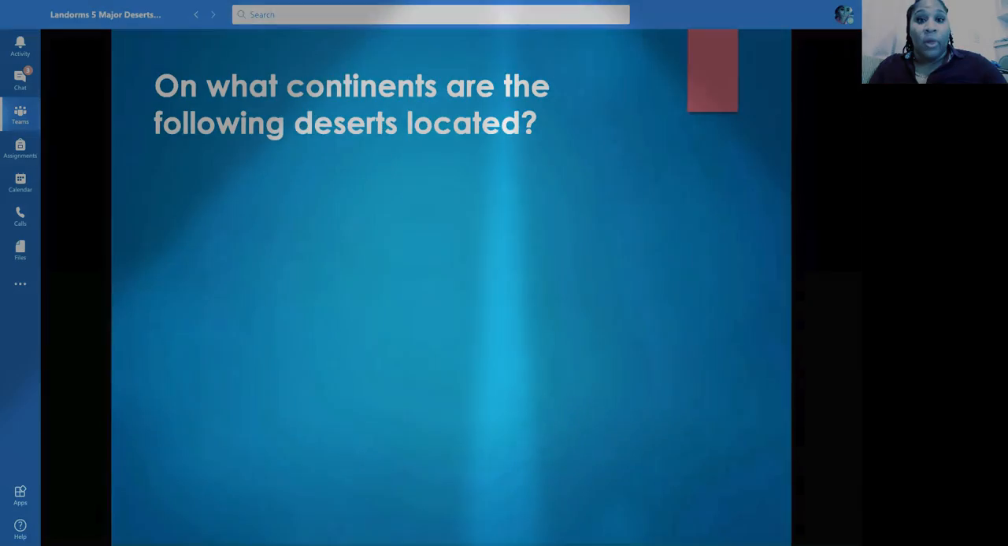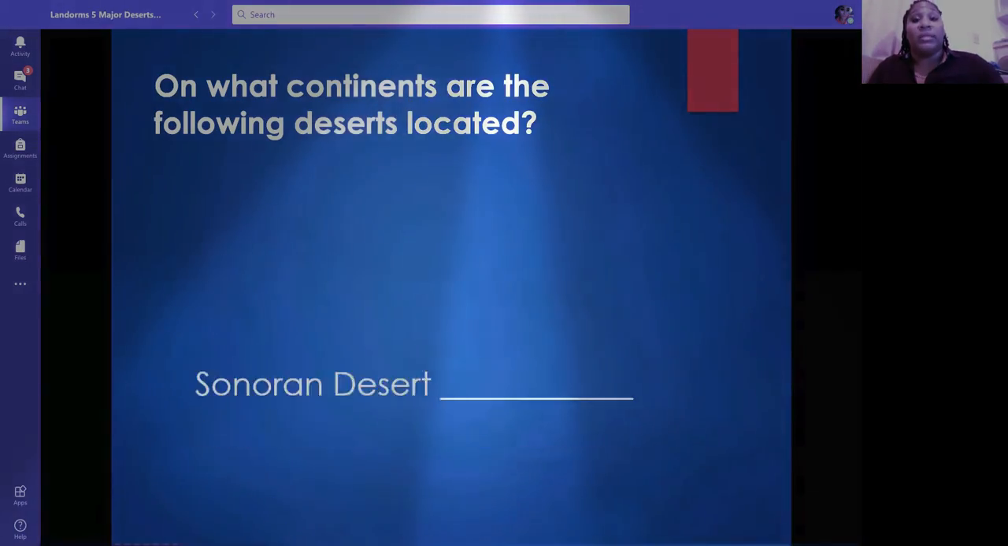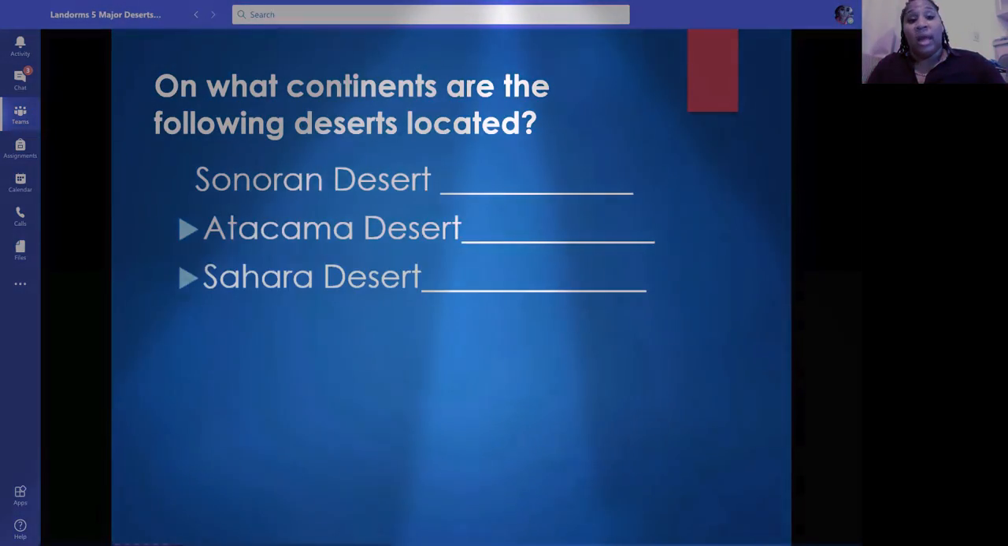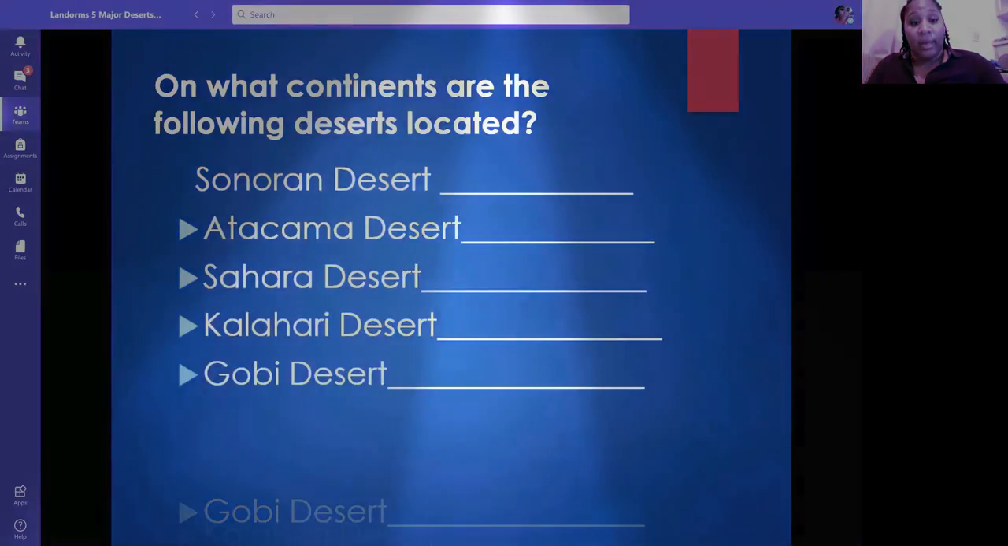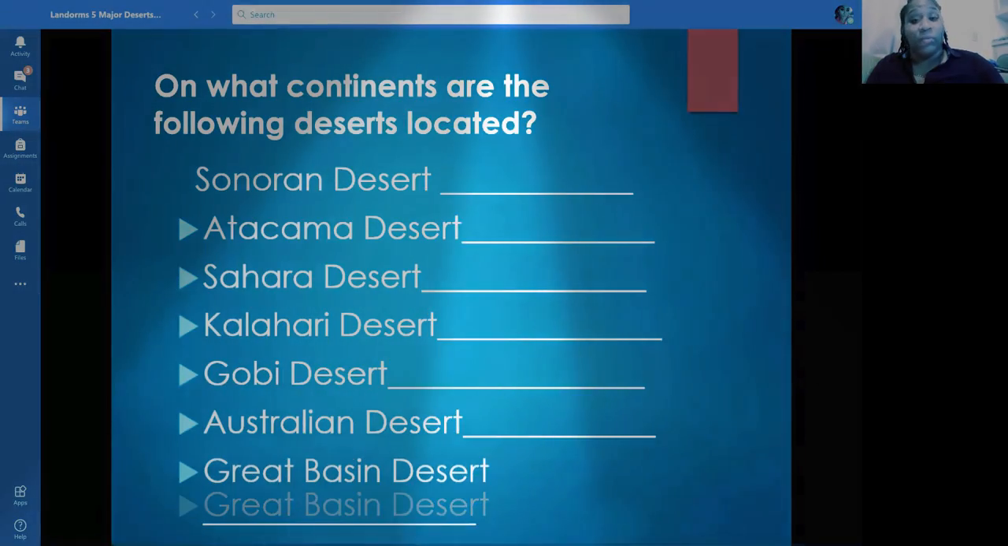On what continents are the following deserts located? Right after this, we're going to wrap up. I just want to give you a brief summary of what you would have missed.